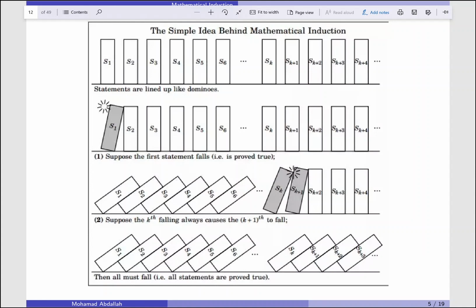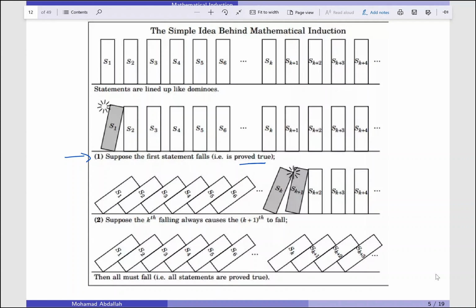So these are all the dominoes lined up. Again, the dominoes are the same as the statements. Suppose that the first statement falls, which means suppose that the first statement is proved to be true. Then S1 is going to knock S2. But I don't know yet whether S2 is going to fall or not. Here's what I need to show.